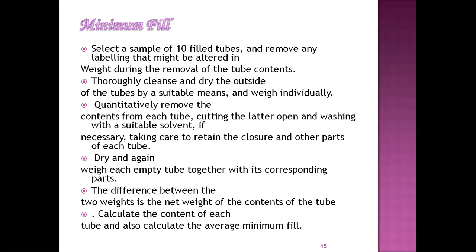Then quantitatively remove the contents from each tube, cutting the latter open and washing with a solvent if necessary, taking care to retain the closure and other parts of each tube. Then dry it again and weigh each empty tube together with its corresponding parts. So the difference between the two weights is the net weight of the contents of the tube. Then from this, we can calculate the content of each tube and also calculate the average minimum fill.